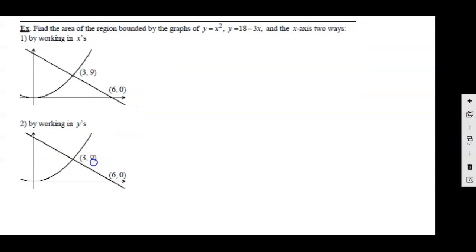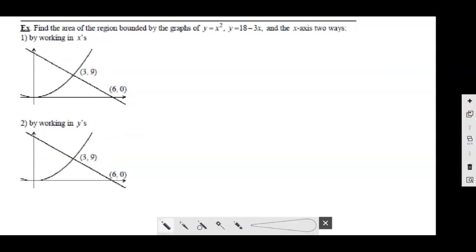Last one, and we're going to actually work this one out. We're going to do it two different ways. We are going to find the area of this region two different ways. We're going to do it with dx, so that'll be method 1, and then we'll also do it with dy. So we'll work it with y's.